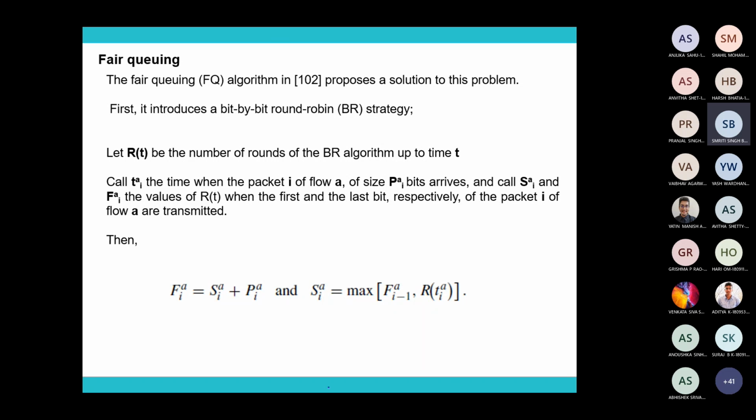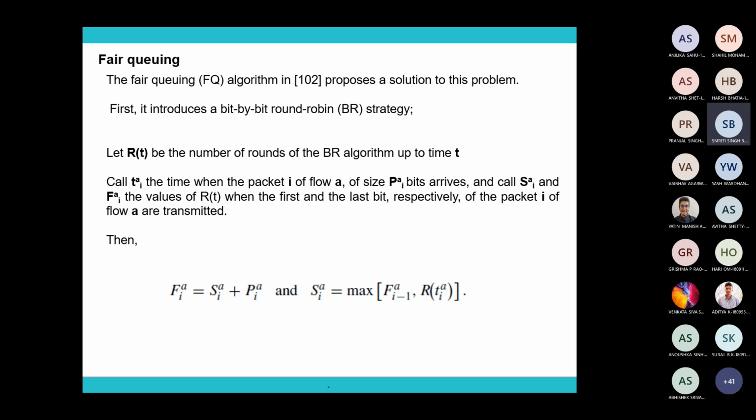Here A means there may be more than one flow. Let's say there are 4 flows, each named A, B, C, D, and so on. S represents the start time. P represents the packet length. Then what is the finish time? The finish time is nothing but S plus P, start time plus packet length.